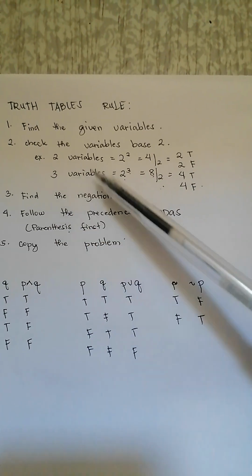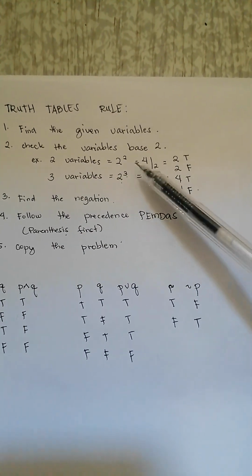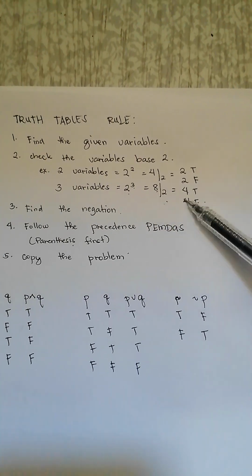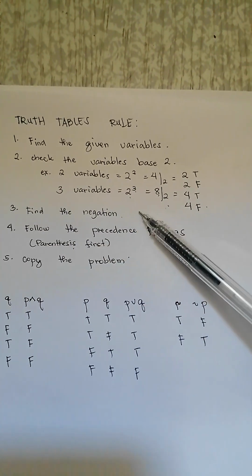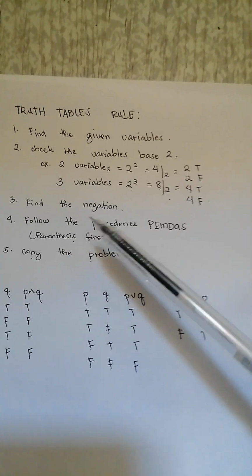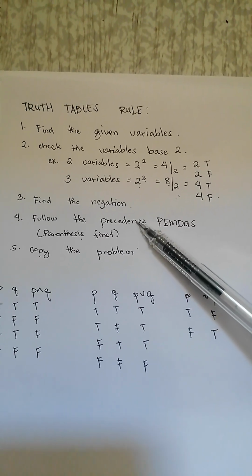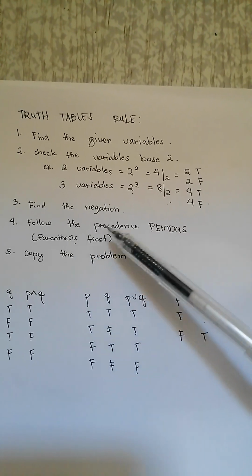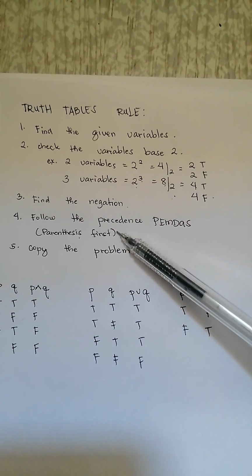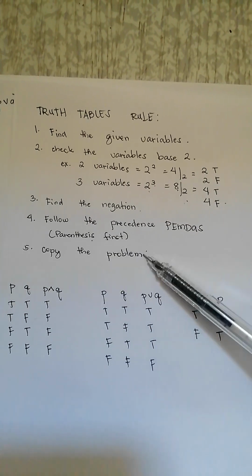Then if we have three variables, it is based on 2 raised to 3 is equal to 8 divided by 2 is equal to 4 true, 4 false. Then we need to find the negation. After that, we need to follow the precedence. So if we had a problem with parentheses, after the negation, we need to solve first whatever is inside the parentheses. Then we need to copy the problem.